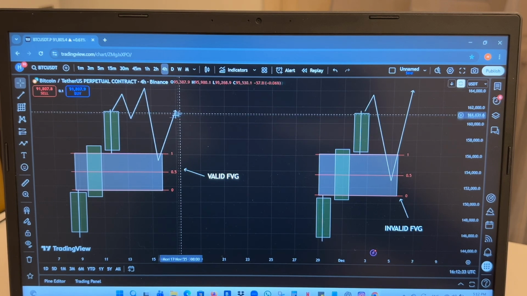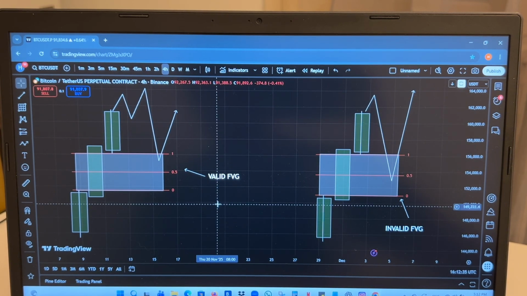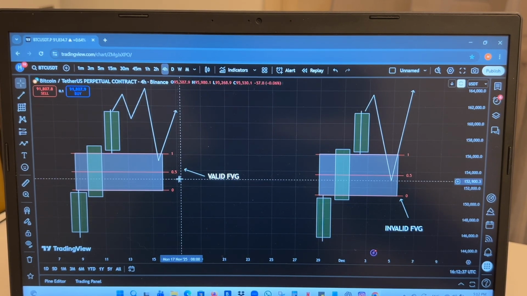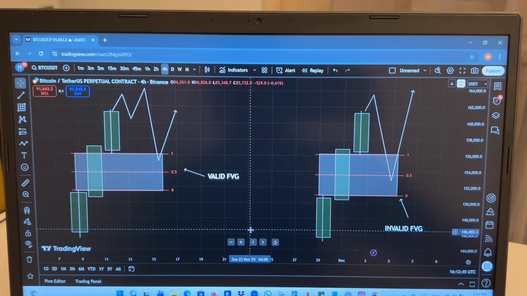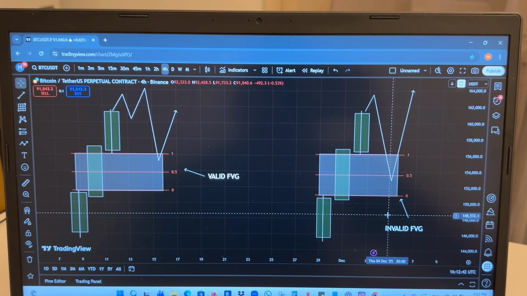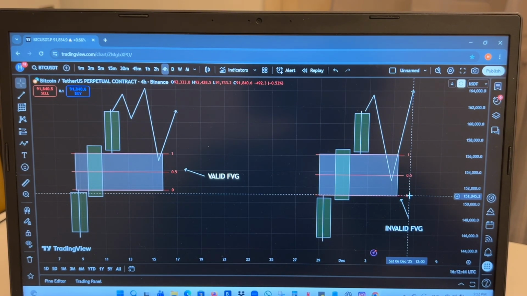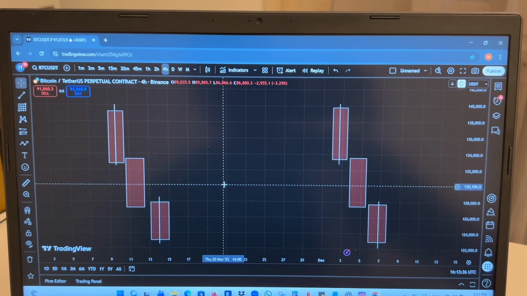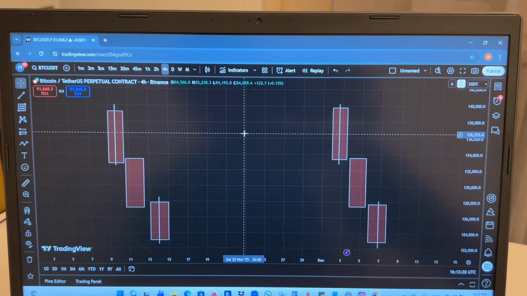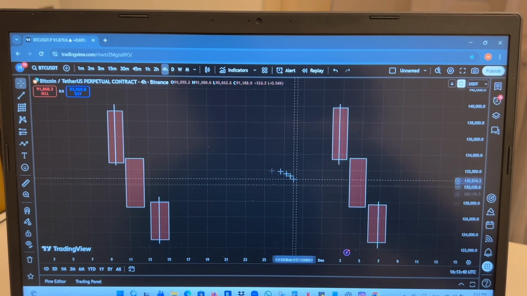So the market is likely to come back down again and fill this imbalance. And if the market has already gone below the 0.5 level, then it has made that FVG invalid, so the market is not going to come back down. Previously we talked about the bullish setup. Right now let's talk about the bearish setup.